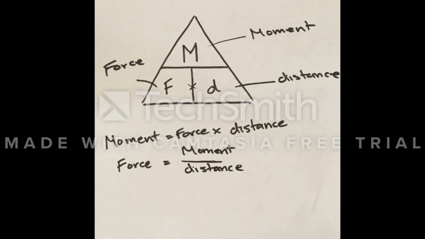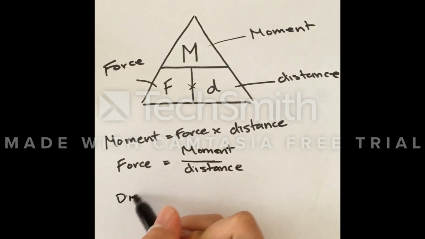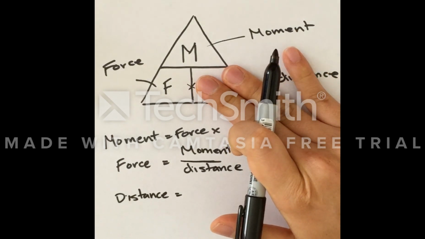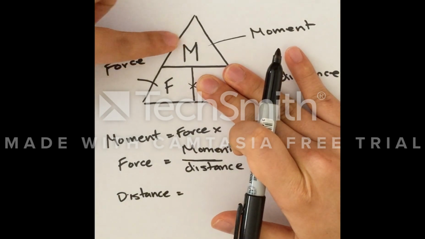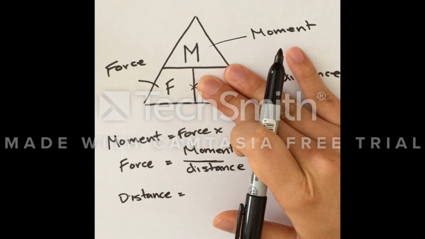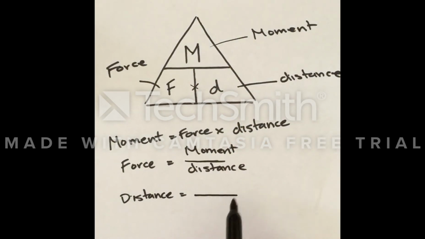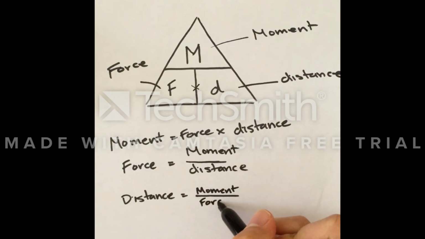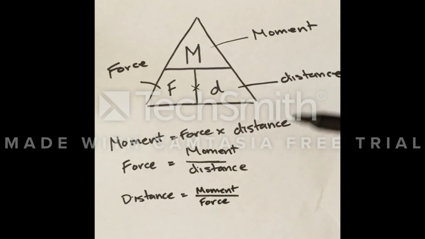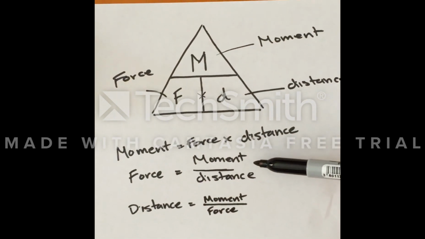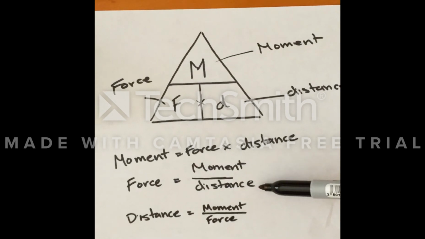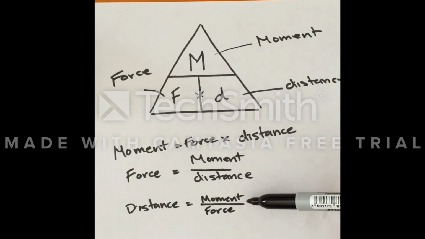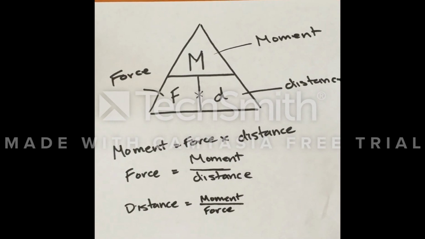And the last one that you can get from this is distance, right? So same thing, you're going to cover up the distance on the triangle and you're left with moment and force. So same thing, you're going to divide moment by force. And whatever question it gives you, it should be giving you the values for moment and the values for distance if you're calculating for force. And same thing for distance. If you're calculating for distance, then it should give you the values for moment and for force. And that's how you use the triangle method.